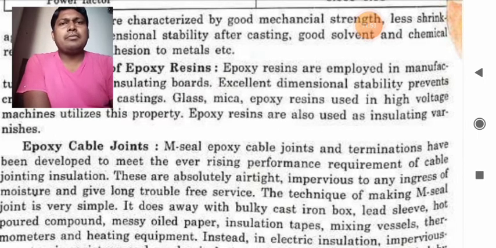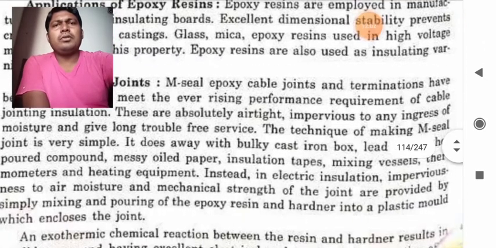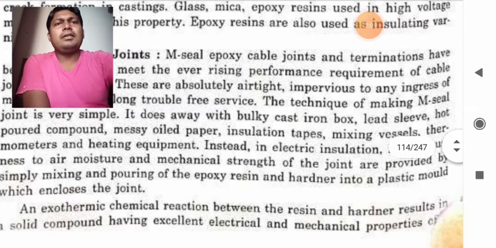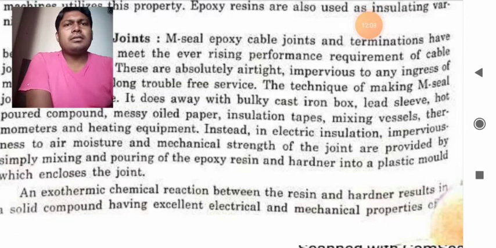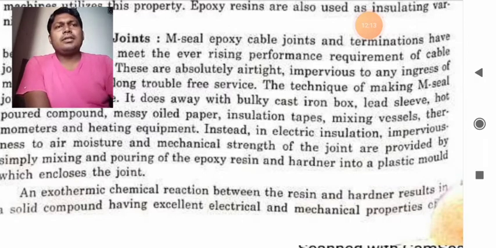The technique of making the joint is very simple. It does away with the bulky cast iron box, lead sleeve, hot poured compound, messy oiled paper, oil tapes, mixing vessels, thermometers, and heating equipment. Instead, in electric insulation, imperviousness to air and moisture and mechanical strength of the joint are provided by simply mixing and pouring the epoxy resin and hardener into the plastic mold which encloses the joint. So by this process the joint is made.